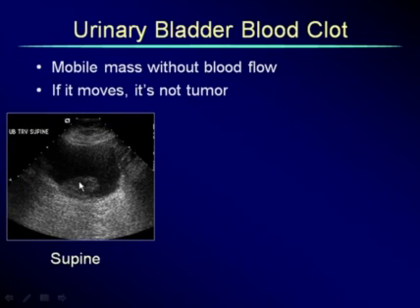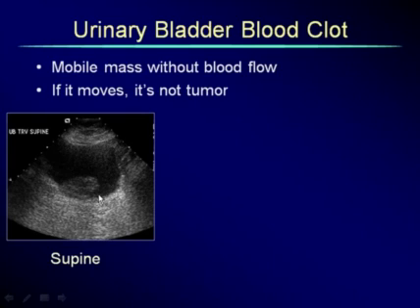Now here's another patient. This one has a mass in the bladder. The question comes up, is this a bladder tumor, or could it possibly be a blood clot? Well, if it moves, it's not going to be tumor. If it moves and it has no blood flow, that's extra support that it's not a tumor.